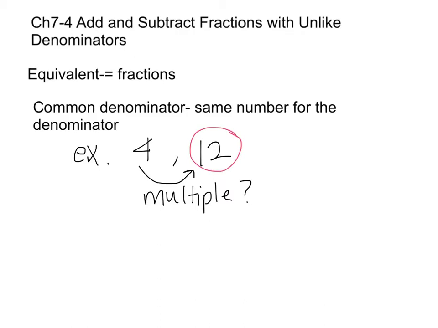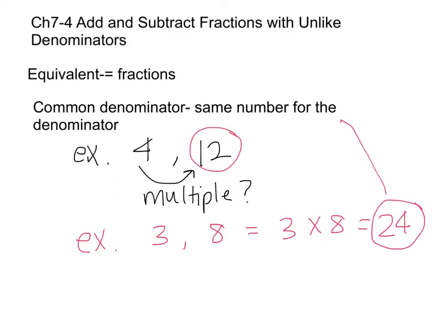So otherwise, you're going to multiply the denominators to find a common denominator. So if they are not multiples of one another, so say you had 3 and 8, are they multiples? No, they are not, right? So what you're going to do is take the 3 and the 8 and multiply them together to get your common denominator, okay? So 24 has now become your common denominator. Because they are not multiples of one another, you have to create a new denominator that is the same, okay?